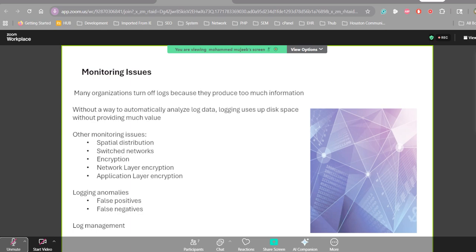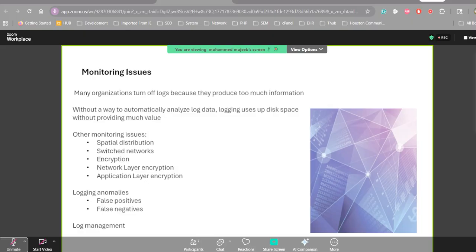Algorithms. What algorithms you want for your encryption and all those kind of things. That is all basically decided by your security architecture team, and then that information is put into policy and shared across all the teams, and they have to abide by those policies.